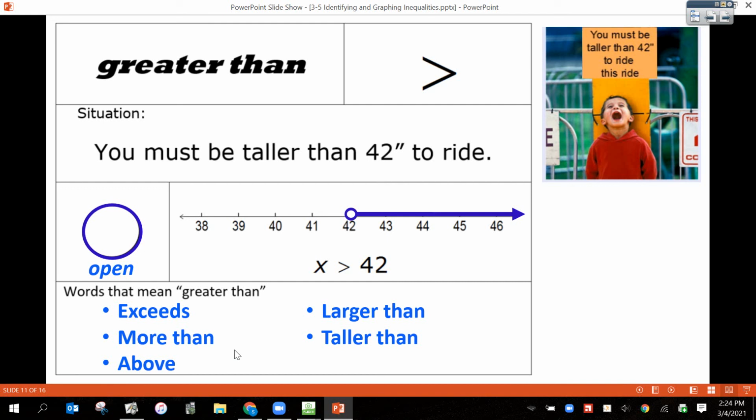Other words for a greater than: exceeds, more than, above, larger than, and taller than. Go ahead and write those words down and pause if you need to.